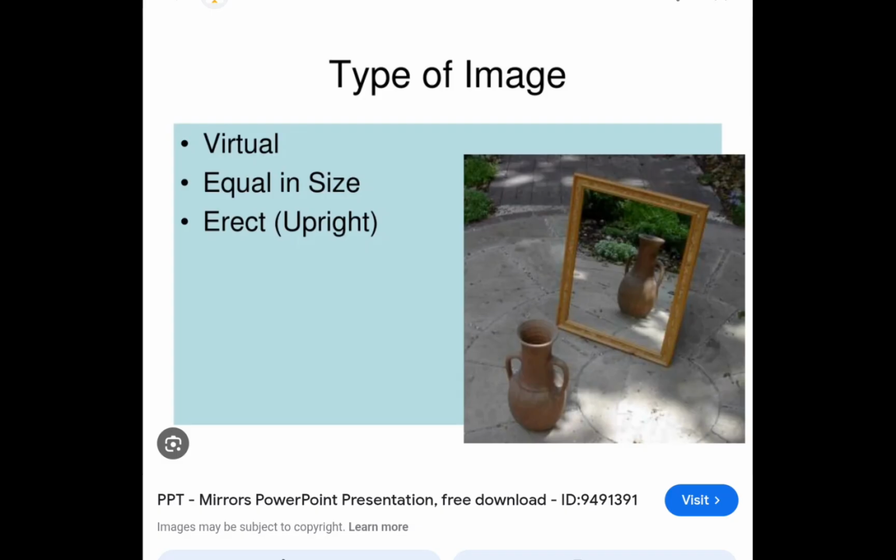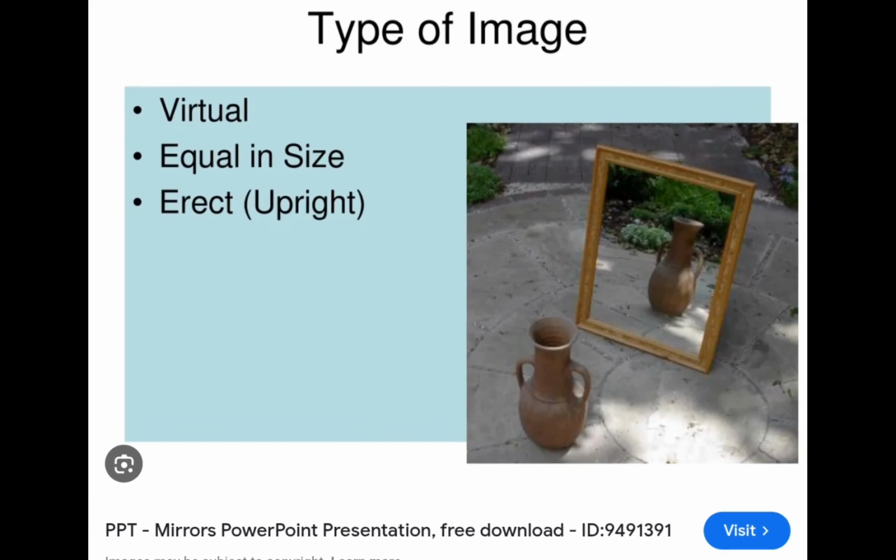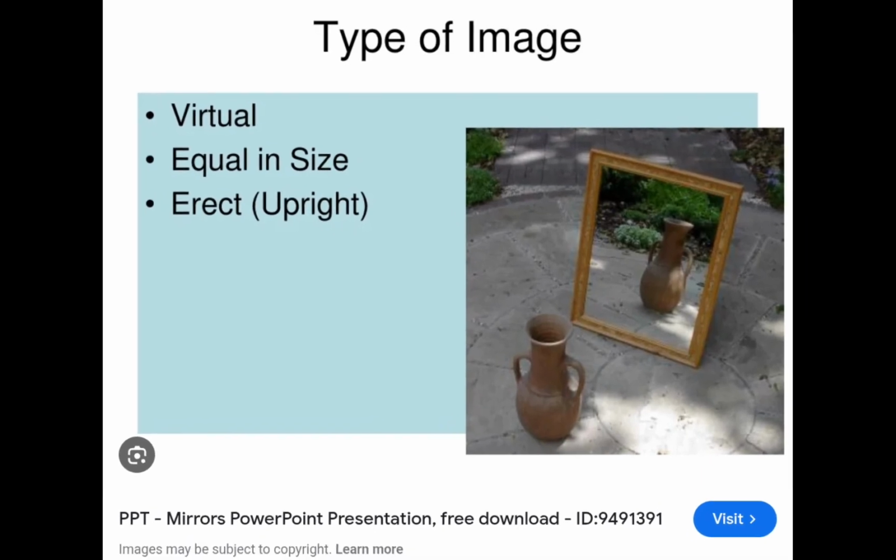See this picture friends. Plane mirror. So it is virtual. That means we can see the object, but from the mirror we can't touch. In real life we can touch, but when we are seeing from the mirror we can't touch the reflection. Only with our eyes we can see. And see the size, it is the same size. And see the position, erect, upward, it is straight.